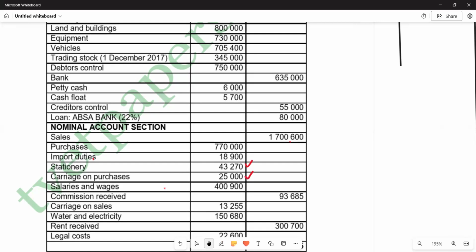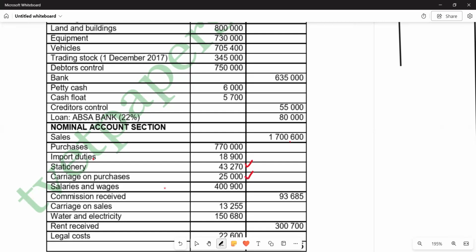If we had stationery at the end of the period, we are supposed to subtract the stationery remaining at the end of the period from the stationery that was bought, so that we get the figure of the stationery that was used. That one is the expense that we'll be looking for. In this case, the assumption is that all that was bought was used. So the 43,270 that we have is going to appear as our expense.